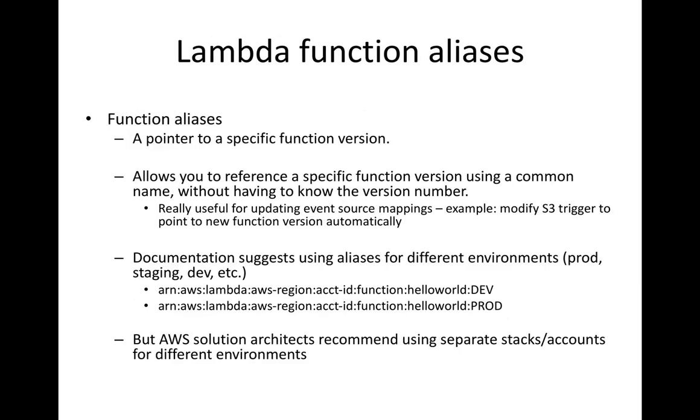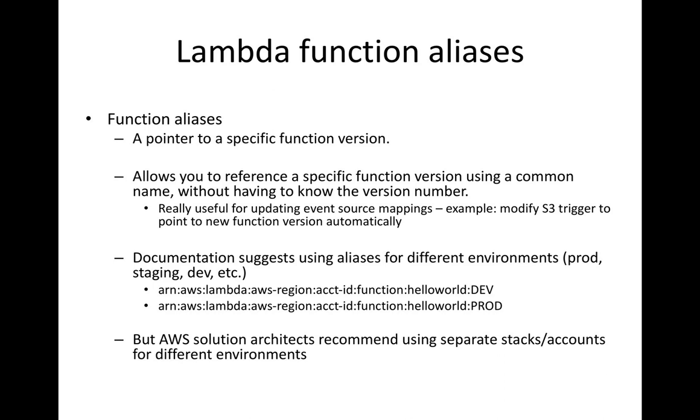Along with versions, you can also use aliases. Aliases give you a way to essentially point to a specific version of a Lambda function. You could imagine, if you had a Lambda function and it was version 3, you could also create an alias called production and point that alias to version 3. And then when you release a new version, let's say version 4, you can update the production alias.